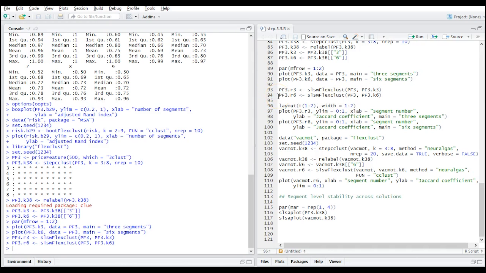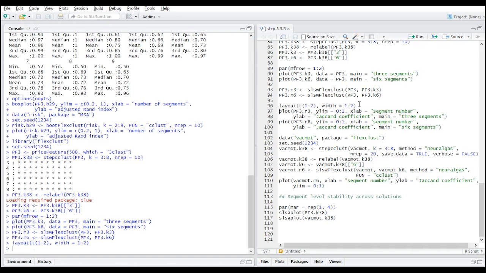The easiest way to inspect the result is to plot it, and here we use the layout function to split our graphic window such that we have more space for the 6-segment solution than for the 3-segment solution. This is what we are specifying here with the width. So we want to have 1 row, 2 columns, plot 1 and 2, aligned like that, and then we plot the segment level stability within plot for the 3-segment solution and for the 6-segment solution. That's the limits for the y-axis, the label for the x-axis, the label for the y-axis, and the title.